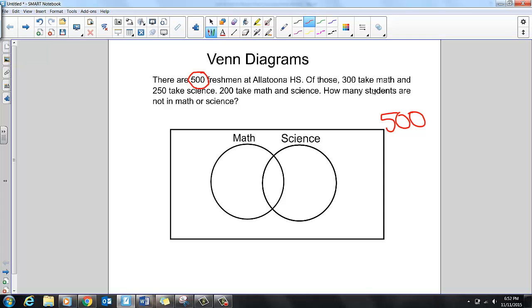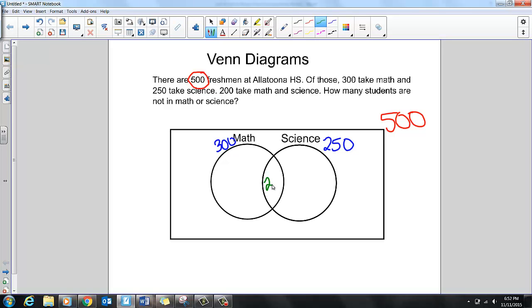Of those, 300 take math. So I know that this circle out here for math is going to be 300. This whole thing is worth 300. This whole science bubble is worth 250. All right. So right now y'all are maybe thinking 300 and 250, well that's already more than 500. But we have to remember that there is an overlap between these two guys, which hopefully will make sense as we go through it. So 200 take science and math.